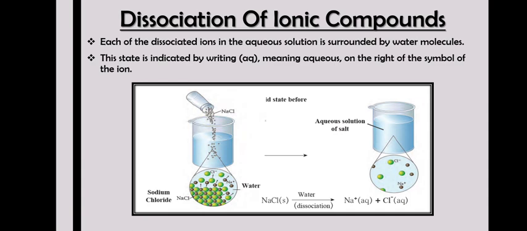Now each of the dissociated ions is surrounded by the water molecules. Let's see here. See, initially Na and Cl were together. Now in between, the water molecules are coming, correct? So now they are dissociated. Can you see here? See, here they are closely lying, here they are dissociated. Na is separate, Cl is separate. Followed? Now this state is indicated by aq, that is aqueous, on the right hand of the symbol of the ion. Followed?